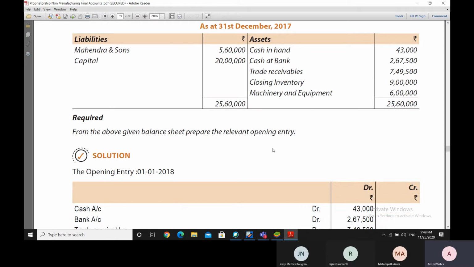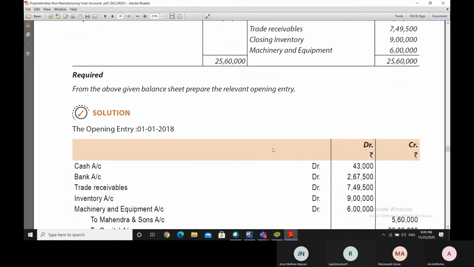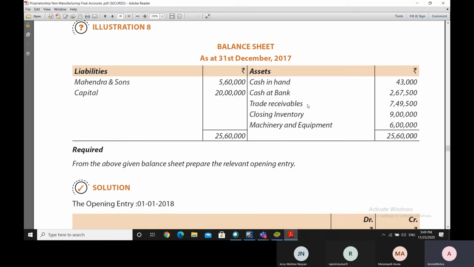So as we have said, the opening inventory is prepared by transferring the balances of the previous year to the next year. So all the debit balances are on the asset side, and all the credit balances in the balance sheet are on the liability side.